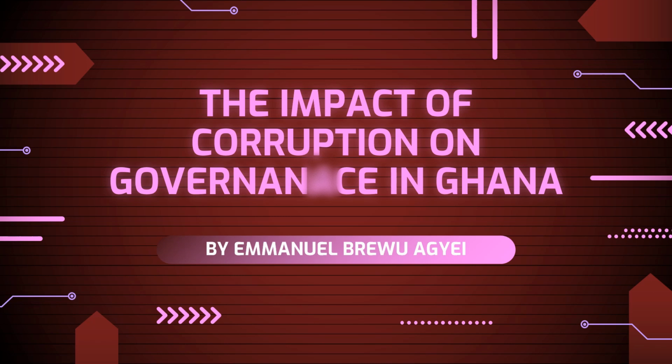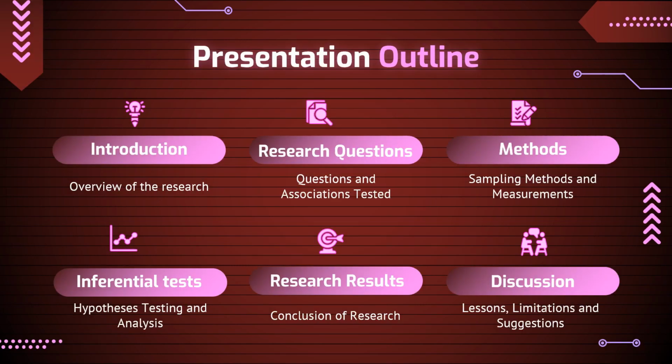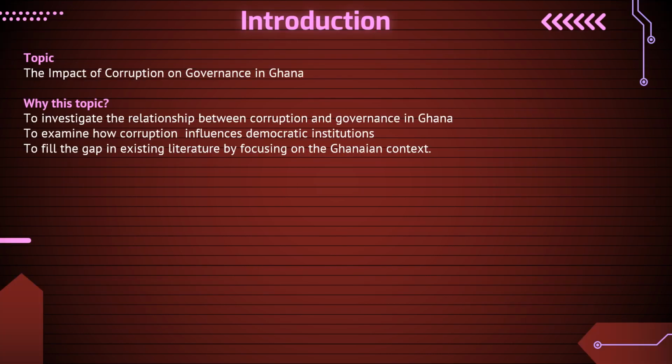I'm Emmanuel Breweje and I'm here to present the findings of my research project titled The Impact of Corruption on Governance in Ghana. In this presentation, I'll take you through the introduction, research questions, methods, inferential tests, research results, and discussion of the findings. Once again, the topic for this project is the impact of corruption on governance in Ghana, and I'll explore the relationship between democracy, police trust, and corruption levels.